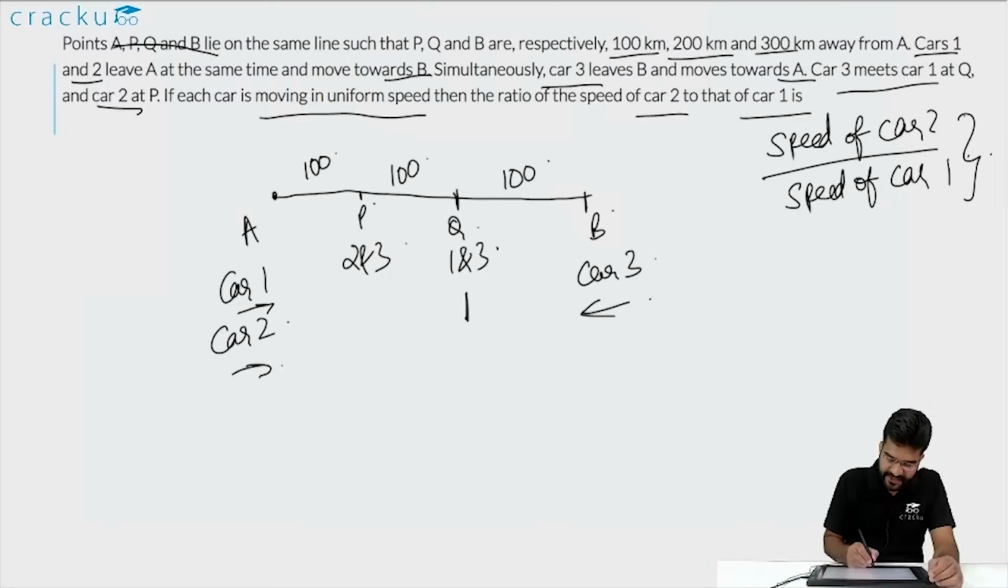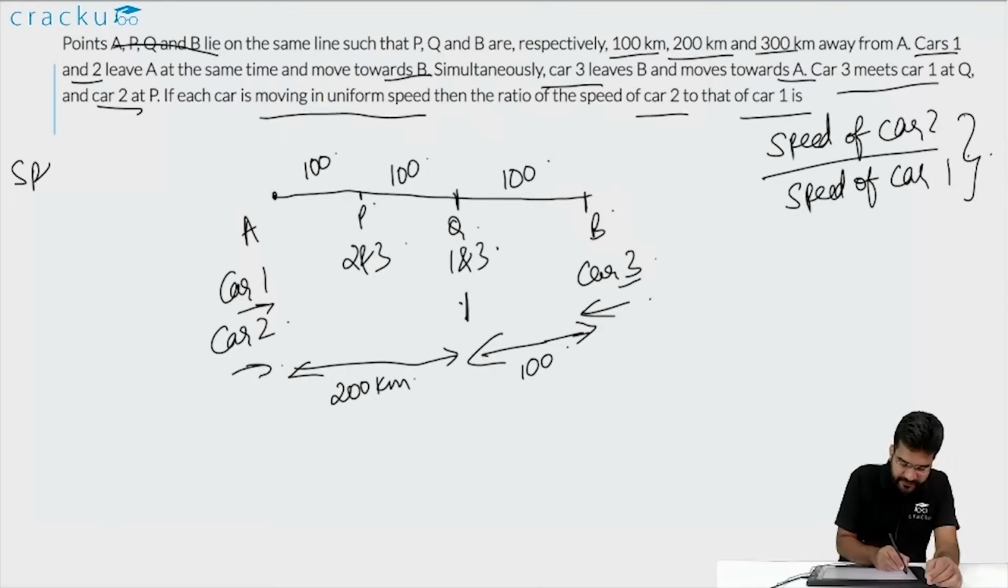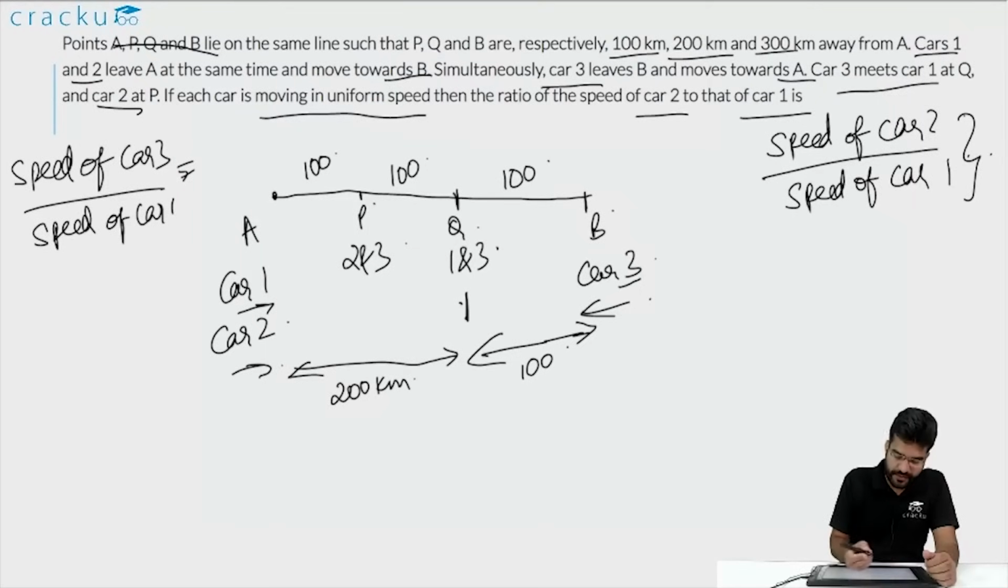Now because at the same time both car 3 and car 1 have started and they meet at Q, in the time where car 3 has gone from B to Q, that is 100 kilometers, car 1 has gone 200 kilometers in the same time. Therefore speed of car 3 by speed of car 1 is equal to 100 kilometers, which is the distance that car 3 has travelled, that is from B to Q, by 200 kilometers, which is the distance that car 1 has travelled, from A to Q. This is equal to 1 by 2.